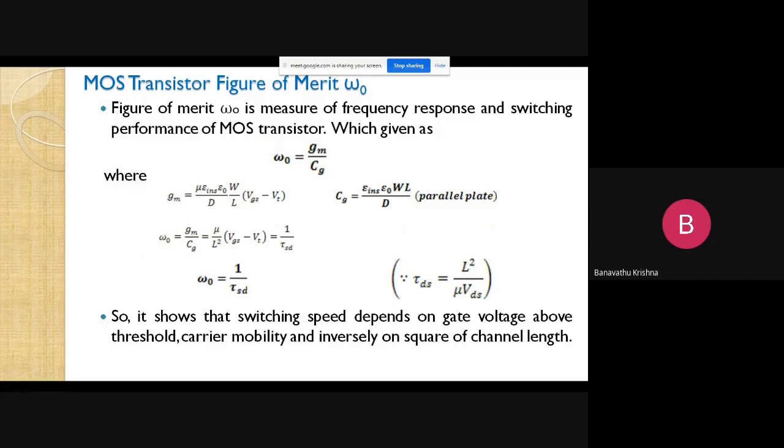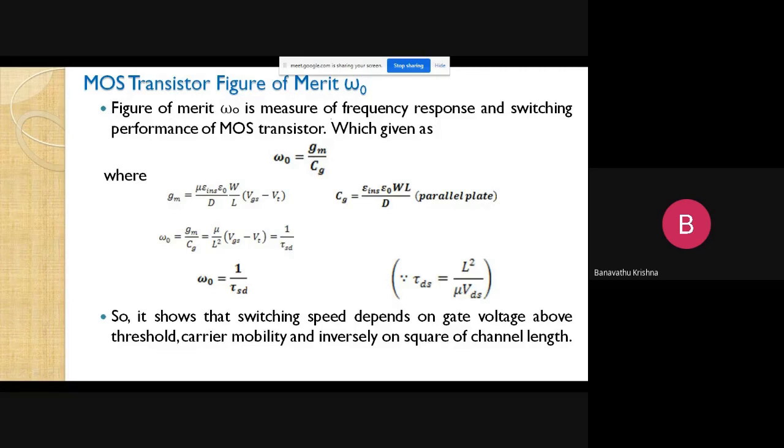Next, figure of merit. Here omega is nothing but a frequency component. You all know it is a frequency component. The figure of merit omega naught is a measure of the frequency response and switching performance of the MOS transistor.